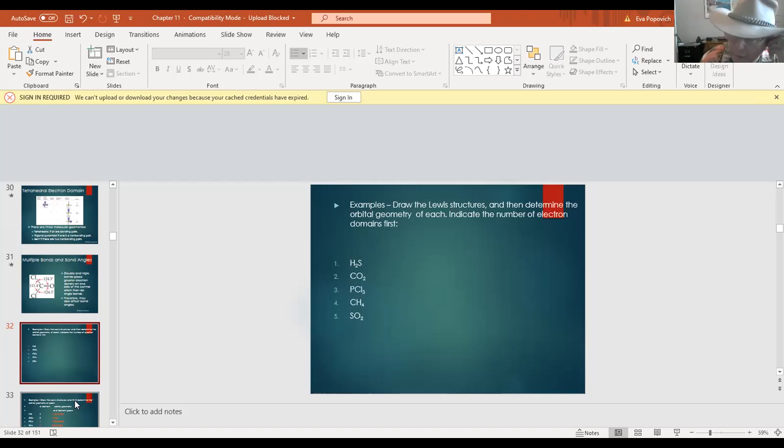Okay, how are we doing, guys? Anybody have an answer for me? Was it Ian first? Which one do you have? SO2, it's bent. What's the electronic shape?